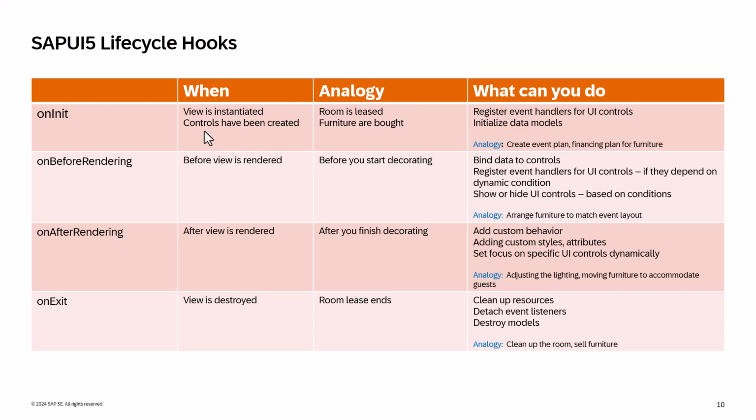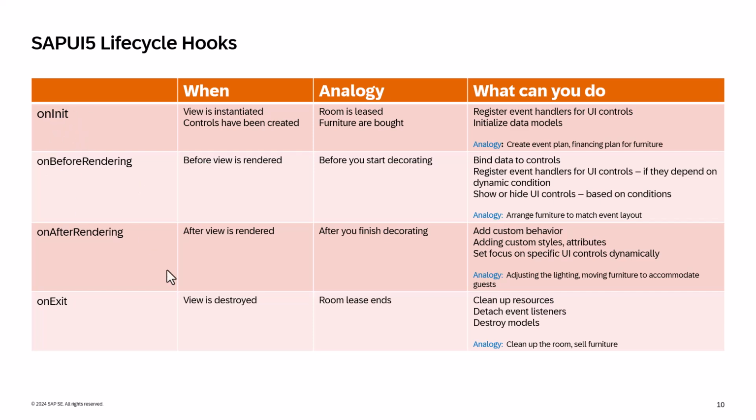In this event, you typically register event handlers for UI controls. Anytime you have to register event handlers, typically do it in the onInit. This is very similar to having a financing plan for your furniture. On the onBeforeRendering, you can still register event handlers for UI controls if they depend on dynamic conditions. For example, if the interest rate goes down, you may want to refinance the financing plan for your furniture. Similarly, if there is a dynamic condition, then you can register event handlers in the onBeforeRendering. But typically you register the event handlers in the onInit.